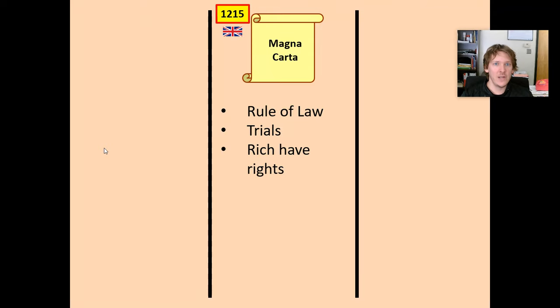Rule of law was written in the Magna Carta in the year 1215. That's 1215. This year is 2019, or 2020, depending on when you're watching, or 2021. I'm recording in 2019. That's 800 years later, and we still believe in rule of law. We still believe you should have the right to trial, and we believe more than the rich should have rights, but this is the starting point. Eventually, the middle class gets rights. Eventually, the poor get rights. Eventually, everyone has rights.